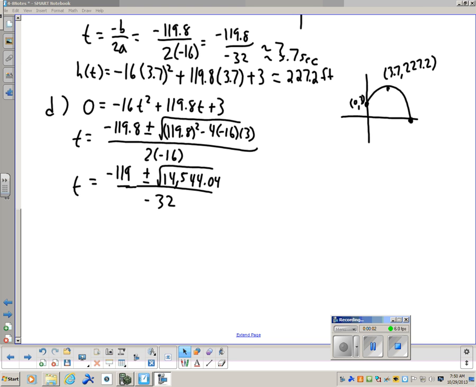Okay, so we left off on an example in 4.8 here, and it should have said negative 119.8 plus or minus the square root of 14,544.04, all divided by negative 32. So now let's find those two values there.